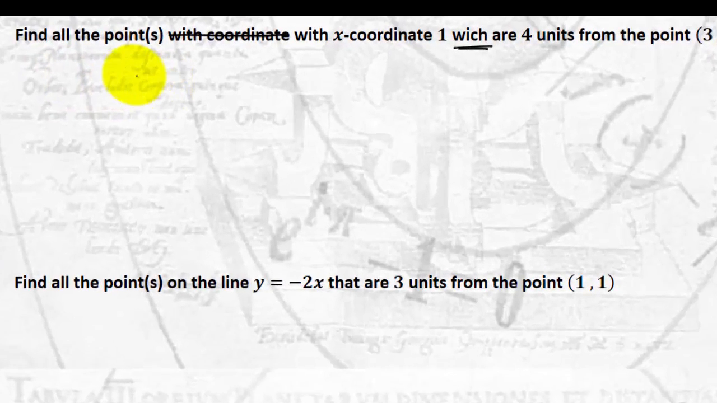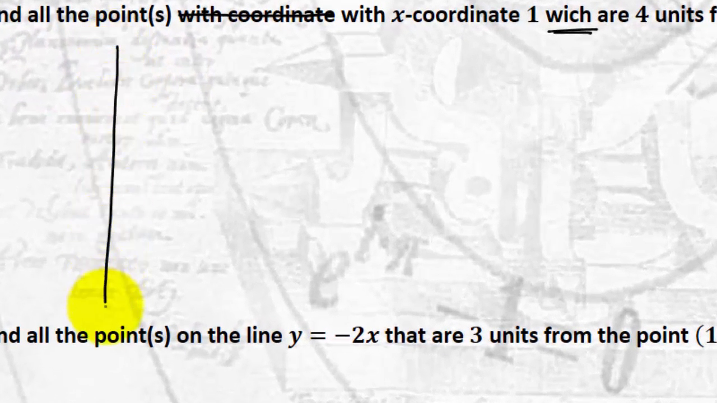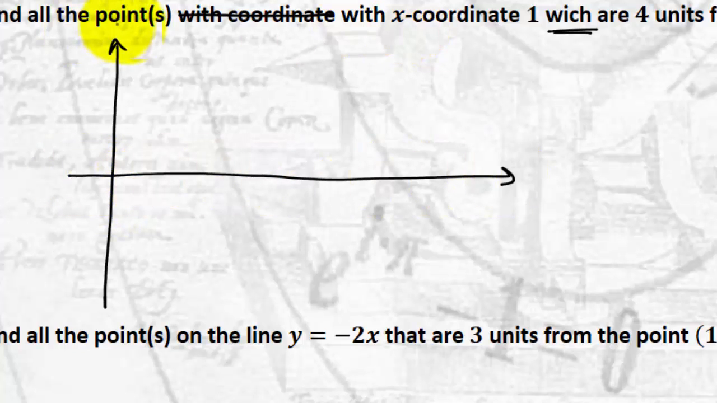I want to find all the points with x coordinate 1, which are 4 units from the point (3, 2). I don't need to draw anything here, but I'm going to, just to give you an idea of what's going on. Here is the system of axes. My points have an x coordinate of 1, so here's 1 right here. If they have an x coordinate of 1, they're going to be on this line.